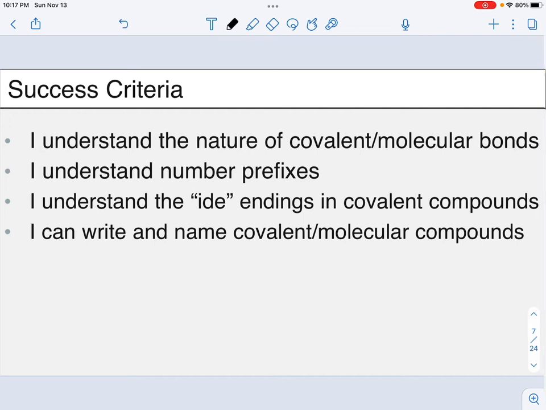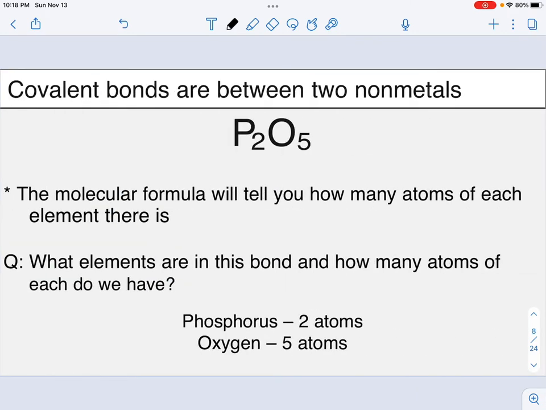So here's the success criteria. I understand the nature of covalent or molecular bonds. They're the same thing. I understand the number prefixes. I understand the "ide" ending in covalent compounds. I can write and name covalent and molecular compounds.